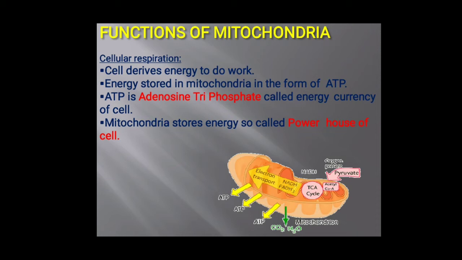You can see in the picture here, the cellular respiration occurs inside the mitochondria and releases the ATP molecules. The energy is stored in the phosphate bonds which are present in the ATP. Whenever the cell wants energy, it derives the energy from the mitochondria. As mitochondria has stored energy, it is called powerhouse of the cell.